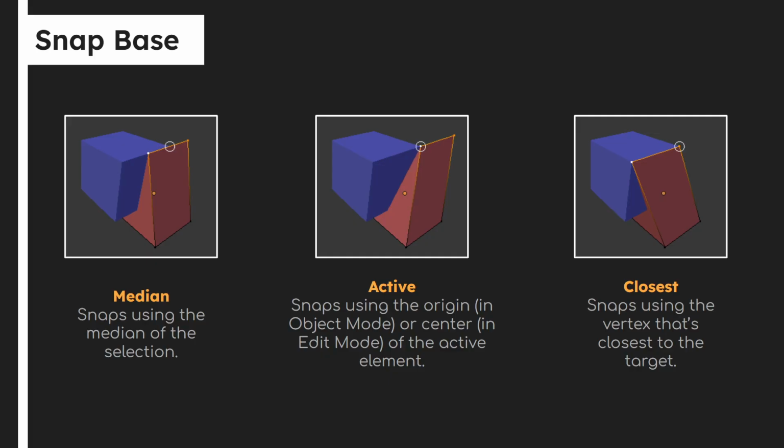And then closest is something that you'll also be using. Closest is going to just calculate the distance between each vertex on the object you're snapping to and each part on the object that you're snapping, and just mash them together as closely as possible. So in this case, that edge, it's grabbing this corner vertex that happens to just be the closest to the white circle, and it's moving our entire selection there.